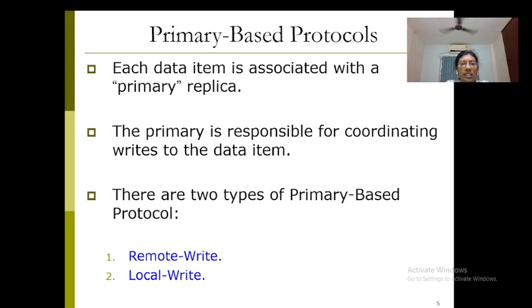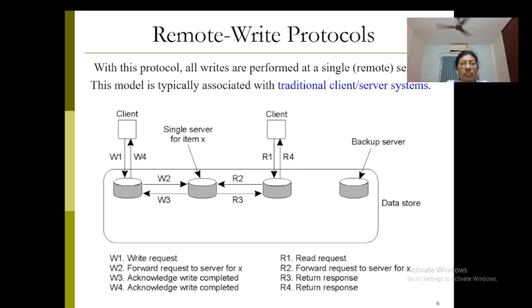Primary based protocols. Here, each data item is associated with a primary replica. The primary is responsible for coordinating writes to the data item. There are two types of primary based protocol. First one, remote write, and second one is local write. Remote write protocols. With this protocol, all writes are performed at a single remote server. The model is typically associated with traditional client-server systems, which is shown in the diagram.